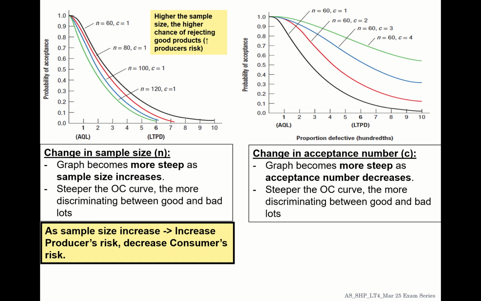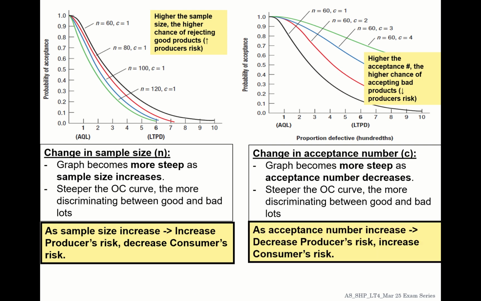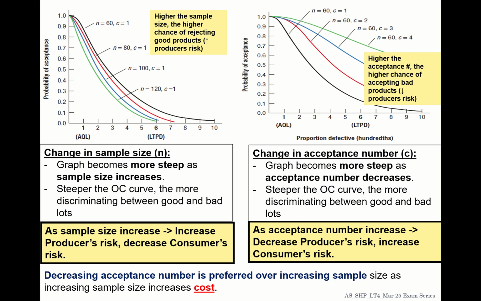So these are two factors: increase sample size, reduce acceptance number. A lower acceptance number means the graph will be steeper and you have a lower chance to accept a rejected product. So these two are the best. But please take note, out of these two, higher sample size and lower acceptance number, the better one is still to lower your acceptance number. That means be more strict compared to increasing your sample size.